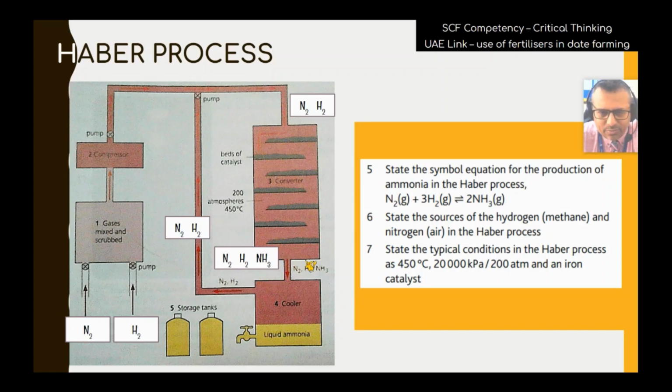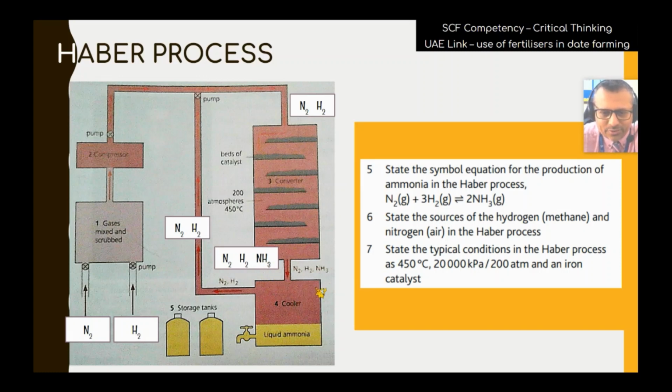The equilibrium that is established, if it was allowed to reach equilibrium, would give you roughly 30% to 40% yield, but the reaction is not allowed to reach equilibrium. We actually just can't wait. So in reality, we get around 15% yield, just getting this all the way through as quickly as we can just to get some ammonia.